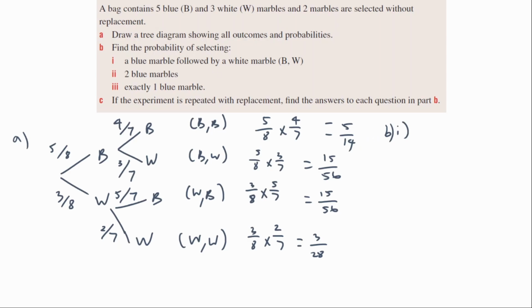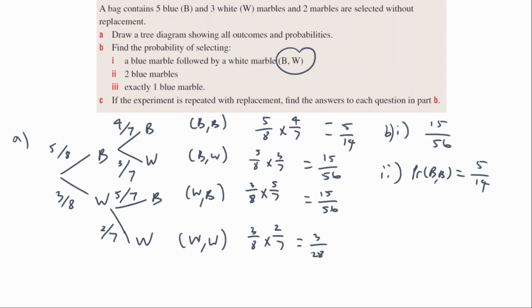Let's find the probability of selecting a blue marble followed by a white marble. So that's what it should look like. That's right there. So we know our probability is going to be 15 over 56. Next one, part 2, 2 blue marbles. That's B, B there. So we know the probability of B, B equals 5 over 14 there.